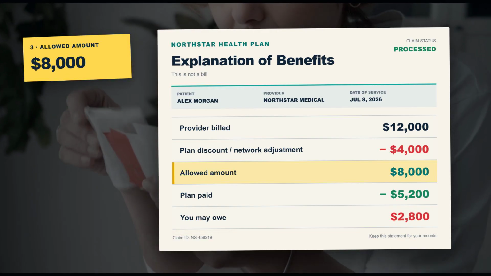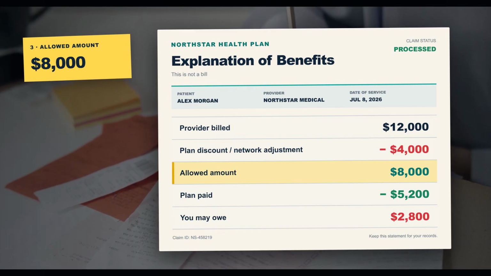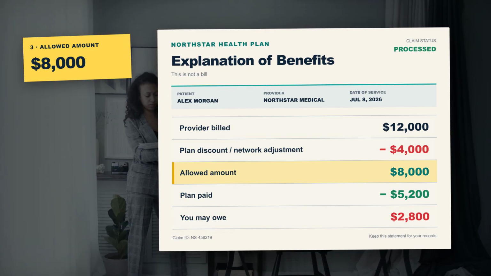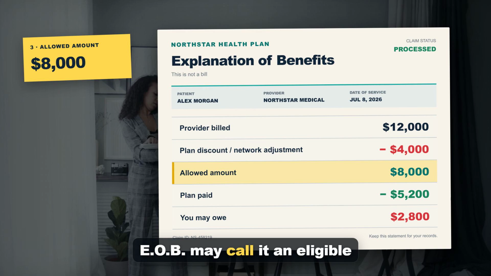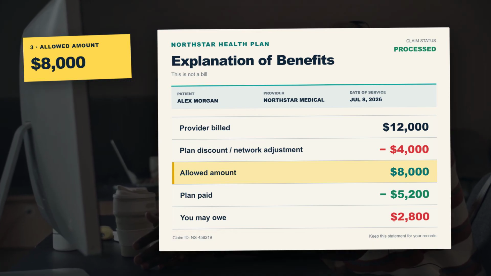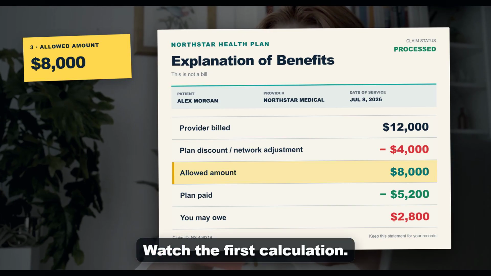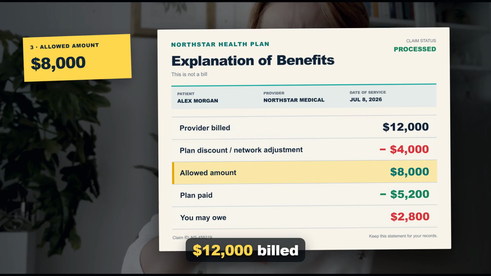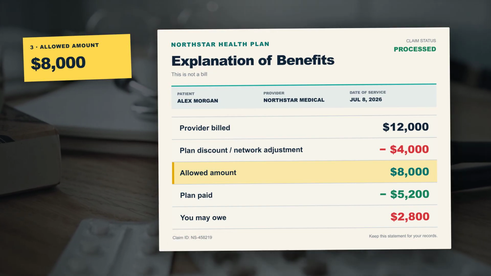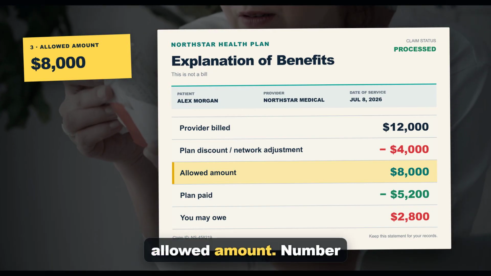Number 3 is the allowed amount, $8,000. This is the amount the plan recognizes for the covered service in this example. Your EOB may call it an eligible expense, payment allowance, negotiated rate, or simply allowed. Watch the first calculation. $12,000 billed minus the $4,000 network adjustment leaves an $8,000 allowed amount.